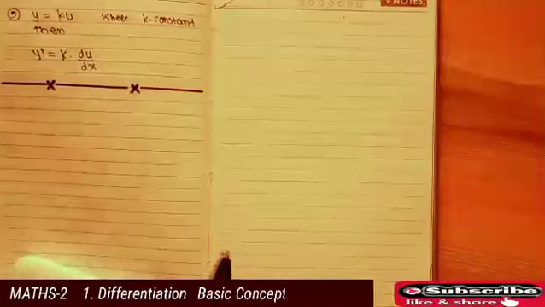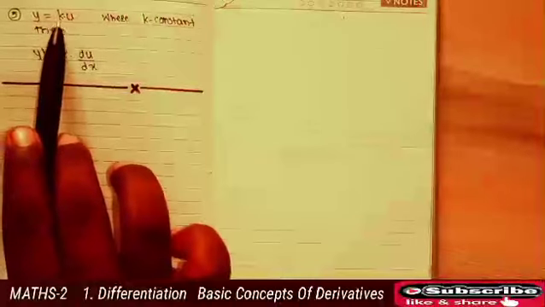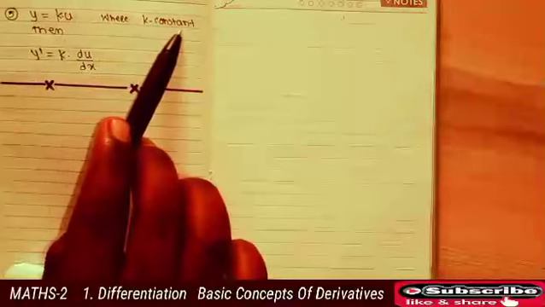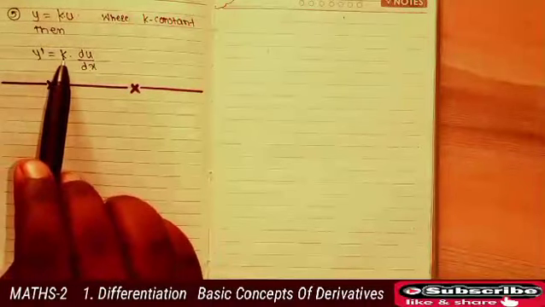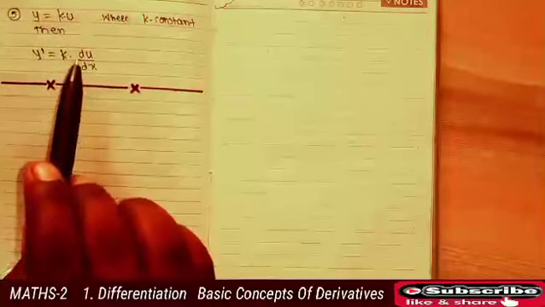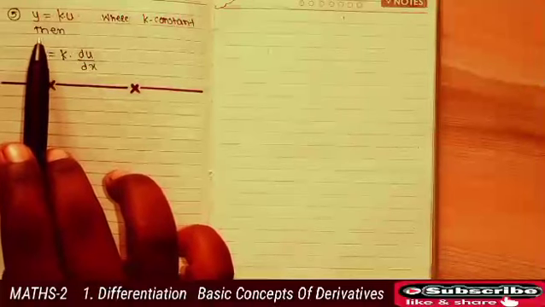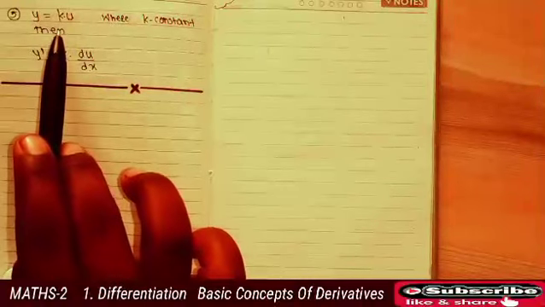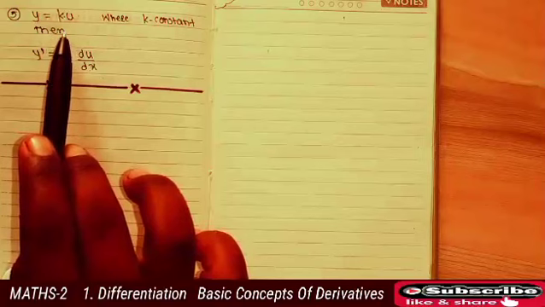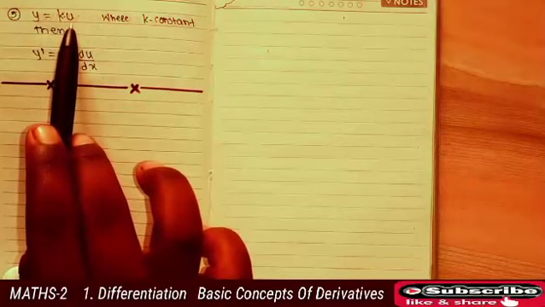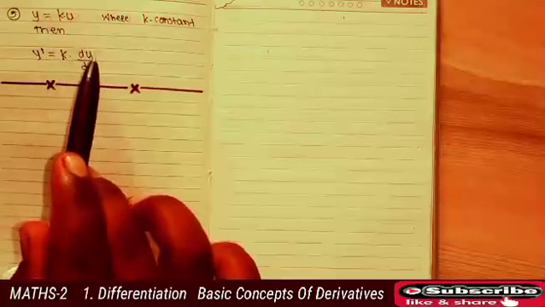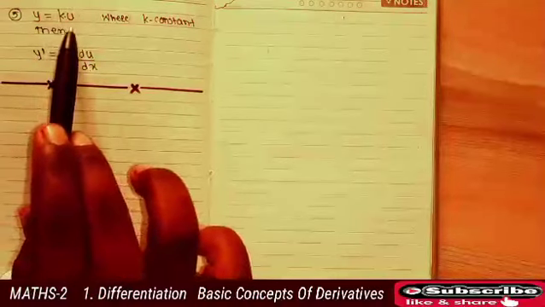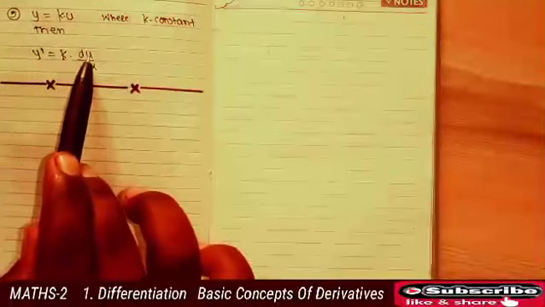Also an important rule is, if y equals k into u, where k is a constant, then its derivative becomes y dash equals k into du by dx. That is, if your function y equals k into u, where k is a scalar multiple, that is, a constant number with some function u, then just take k outside and take the derivative of that function, that is y dash equals k outside into du by dx.